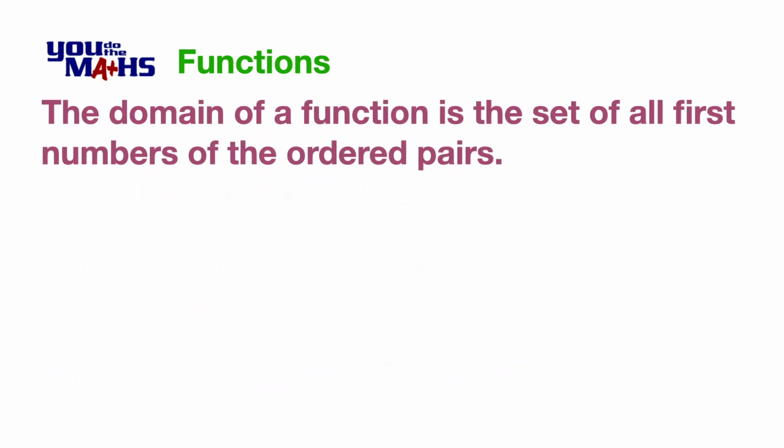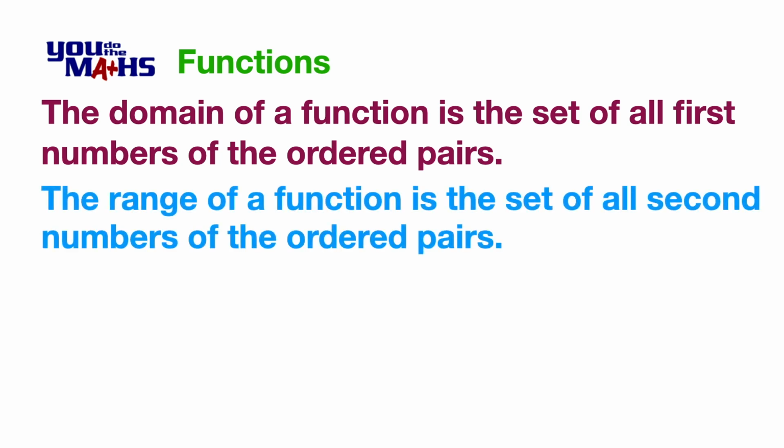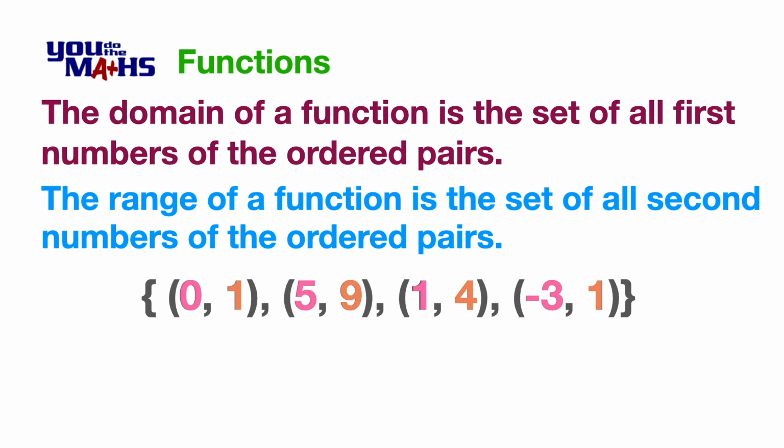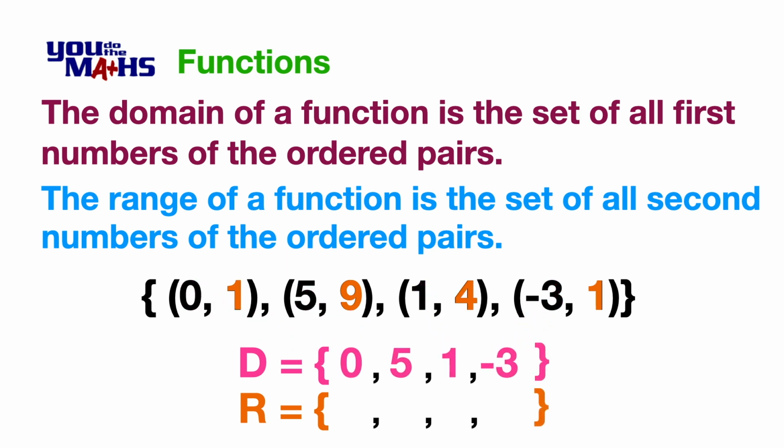Another set of definitions tied in with ordered pairs are the domain and range of a function. The domain of the function is a set of all the first numbers, and the range of the function is a set of all the second numbers. So we can see here that we've got the first numbers expressed in pink and the second numbers expressed in orange, and that matches the domain and range. So the domain is 0, 5, 1, negative 3, and the range is 1, 9, 4, 1.